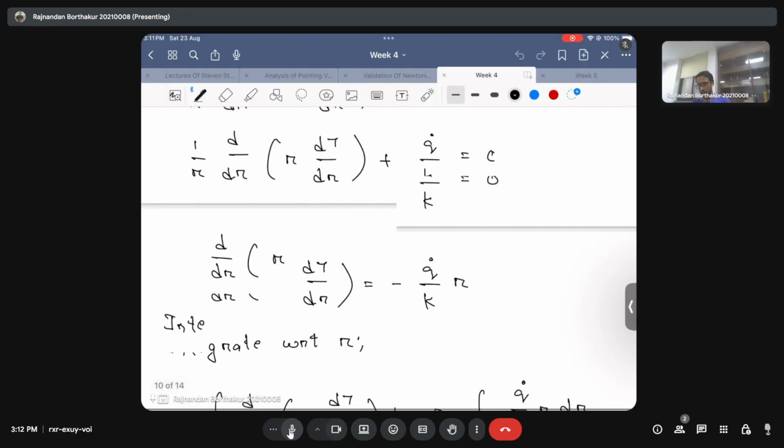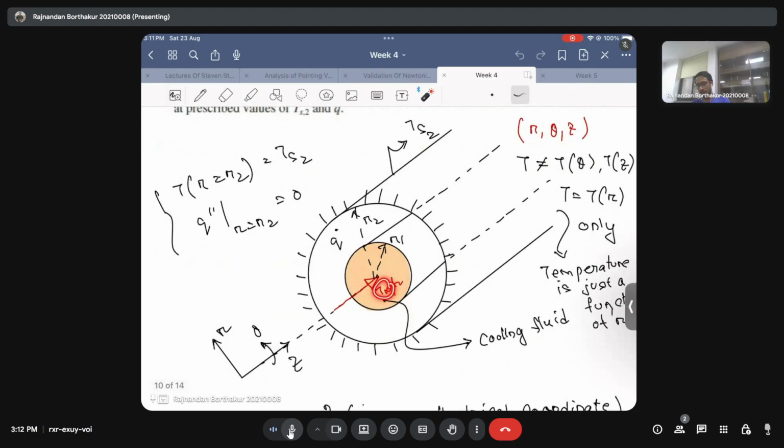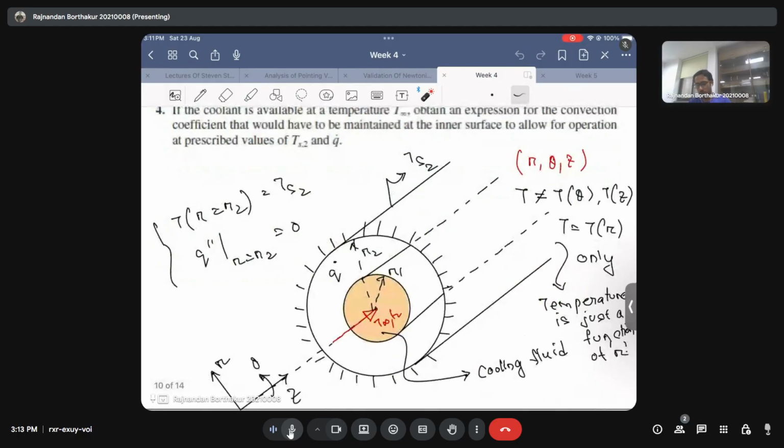But here we were asked one more thing, which I will show today. If you remember, we also need to evaluate the heat transfer coefficient. Question number 4 says that if the coolant is available at T infinity, obtain an expression for the convection coefficient that would be maintained at the inner surface to allow the operation to be prescribed at Ts2 and Q dot. So what they are saying is that in order to maintain this heat generation at Q dot and keep the outer surface of the cylinder at Ts2, with a coolant flowing at temperature T infinity, what should be the value of the heat transfer coefficient? That's what they are asking.